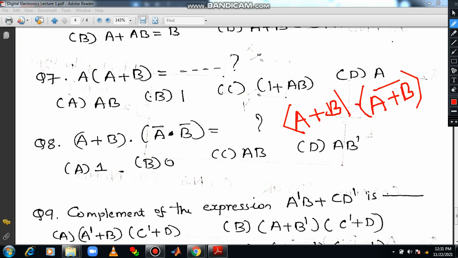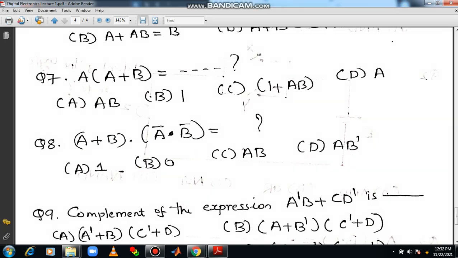Now A plus B is one term. A plus B complement is another term. Complement, you know, right? You studied the NOT gate. So A plus B into A plus B whole bar. You have studied that A into A bar is equal to 0, right? Same thing you apply here. A plus B into A plus B whole bar will always be 0 only. So kindly select option B.